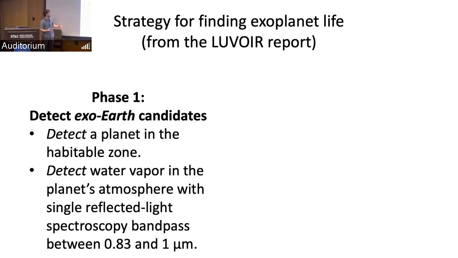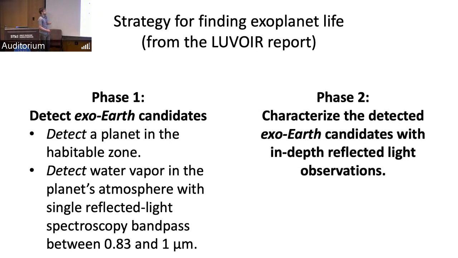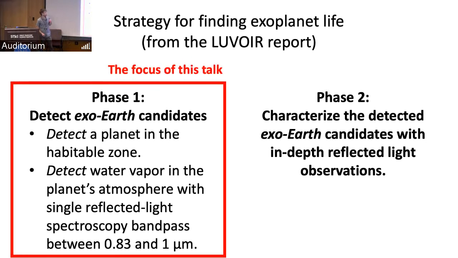In phase 1, you detect exo-Earth candidates. So you detect a planet in the habitable zone, and you detect water vapor in the planet's atmosphere with a single reflected light spectroscopy bandpass between 0.83 and 1 microns. Then in phase 2, you characterize the detected exo-Earth candidates with in-depth reflected light observations. This talk is about phase 1. It's about finding interesting planets that are worthy of in-depth characterization.